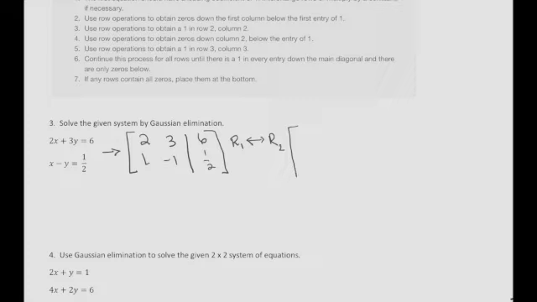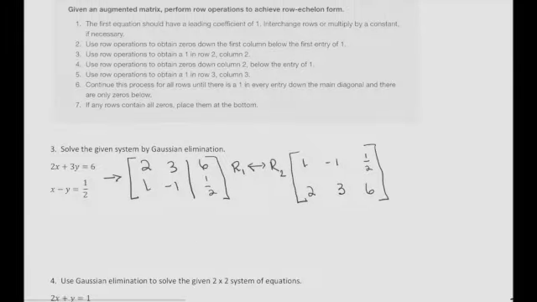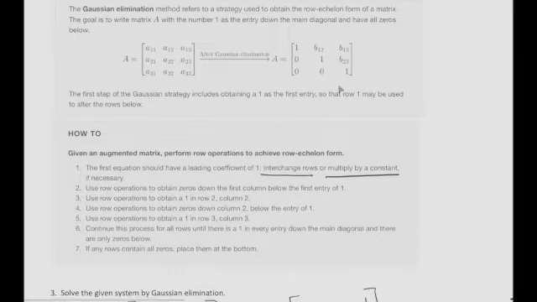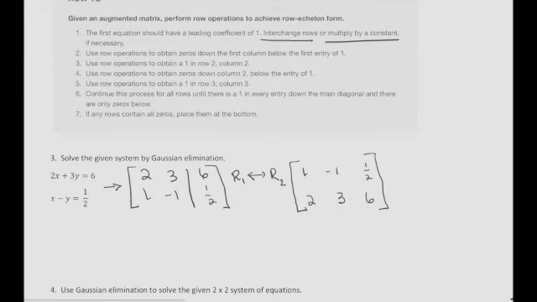So here's what this will look like then. 1, -1, 1/2, 2, 3, 6. Okay, so I flip-flop 2 rows. Now, I can interchange rows or I can multiply by a constant. I chose to interchange. I have a 1 in the upper left corner, which is my goal. Next is to get a 0 beneath it. Okay, we want to obtain zeros down that first column. So I want this to be a 0.